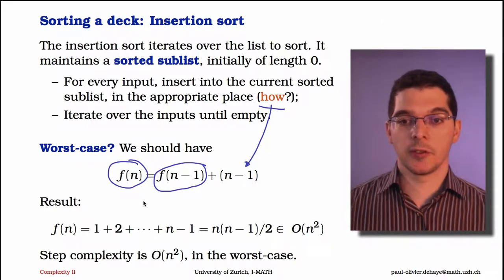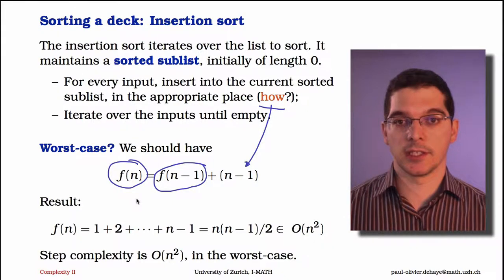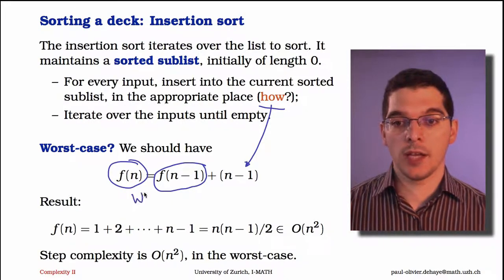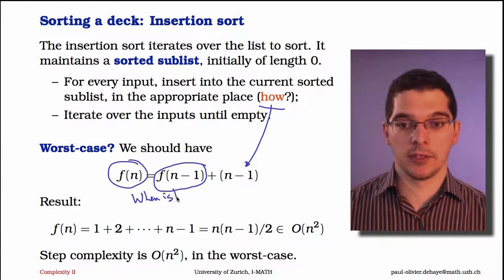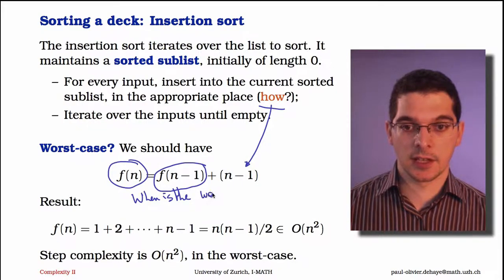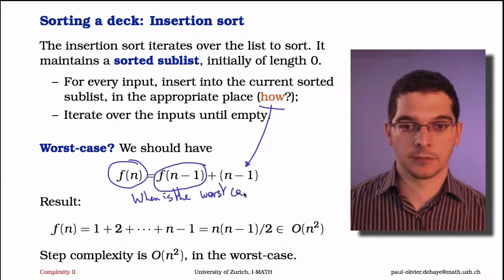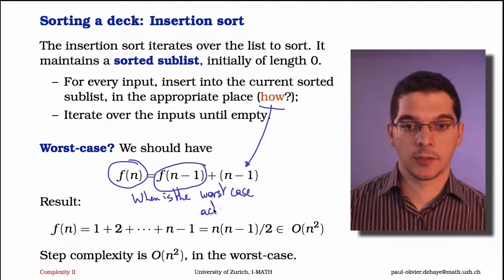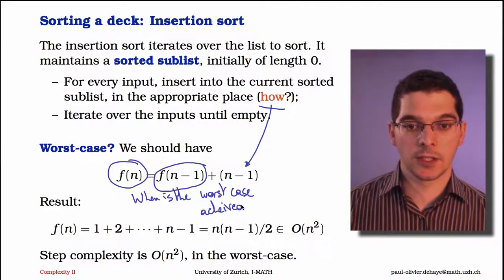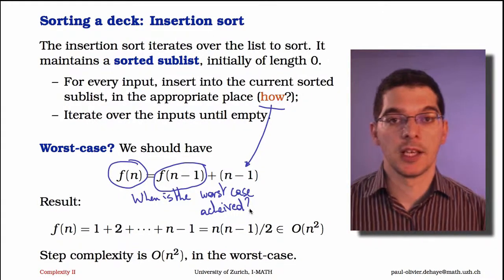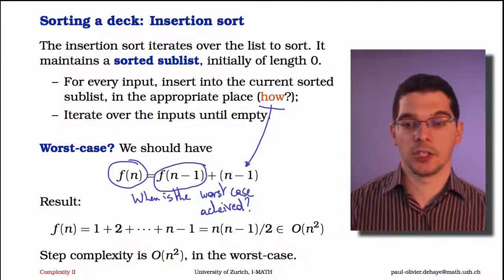So I've given you a hint already of an interesting question: when is the worst case achieved? For which initial sequence of numbers is this worst case actually achieved?